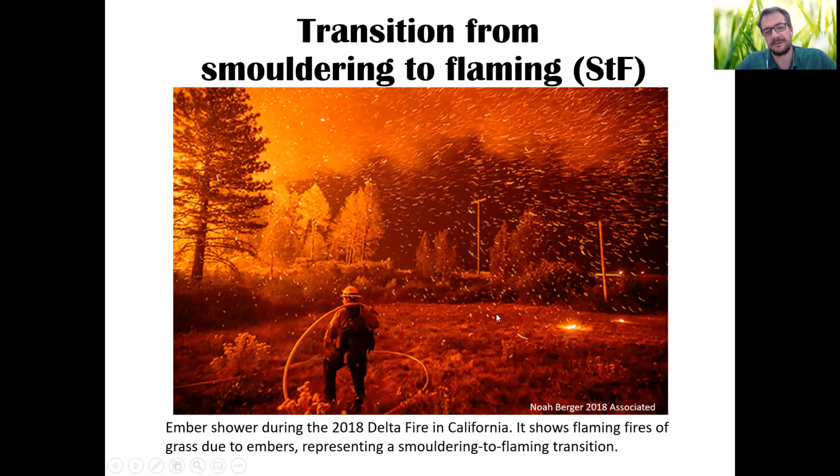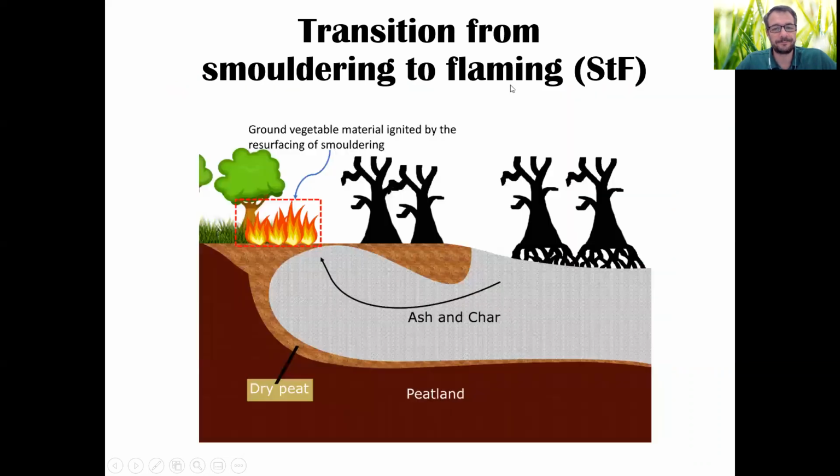And when they land on the fuel, they might start smoldering. Some of them, taking into account these are thousands and thousands of embers, might actually transition to flaming. You can see over here what is happening in this photo, perfectly captured. This ember storm of the smoldering might lead to places, hotspots, where a flame will appear. That is a transition from smoldering to flaming.